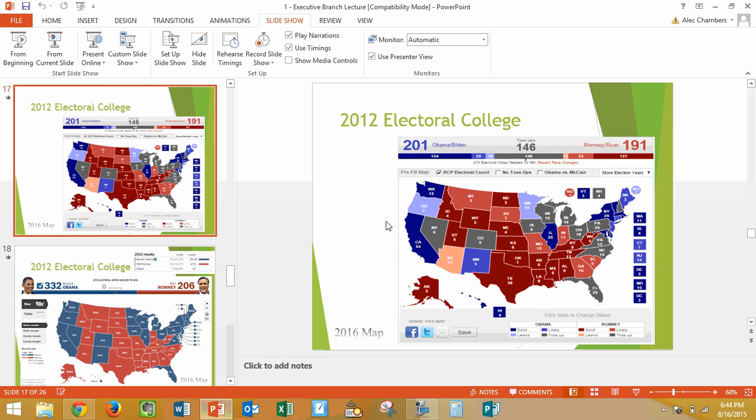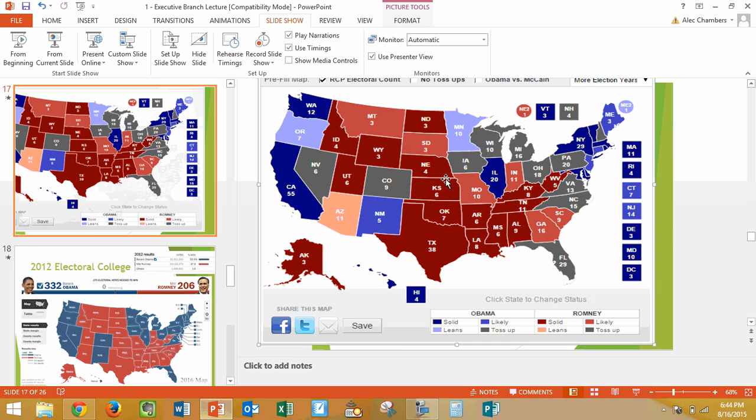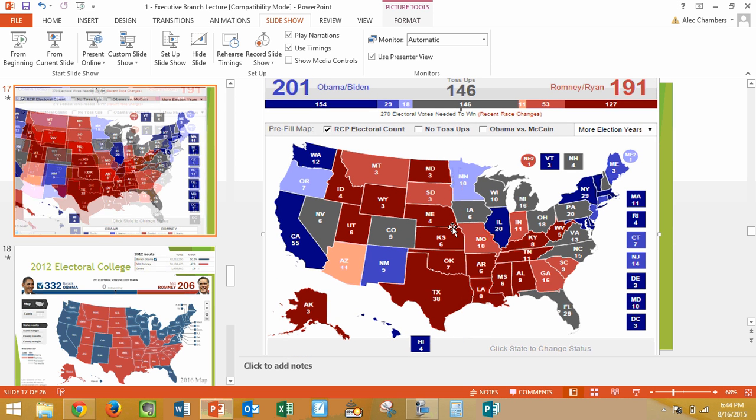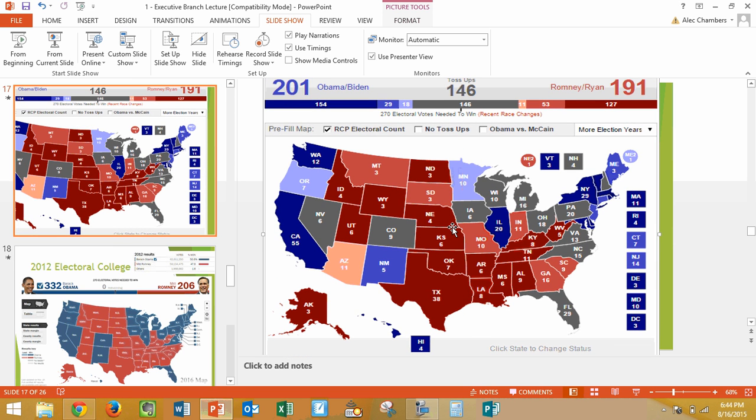Let's look at a map of the 2012 election. If we look at this map, we can blow it up a little bit bigger here. There we go. We can see President Obama and Biden in the blue states and Mitt Romney and Ryan in the red states. And then we see some undivided. This was a predictive one.